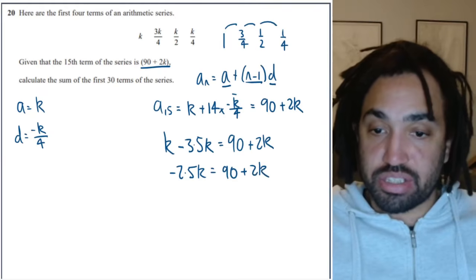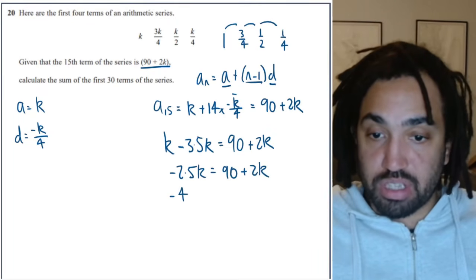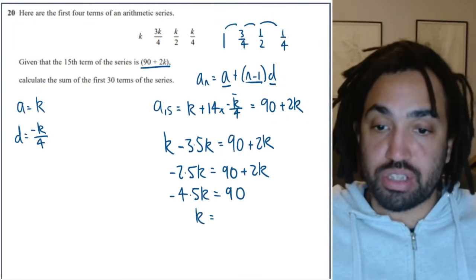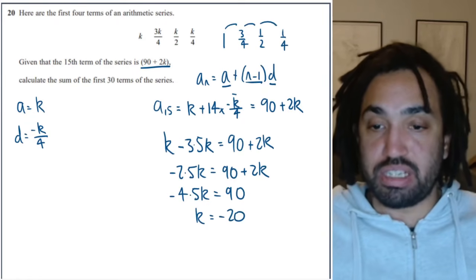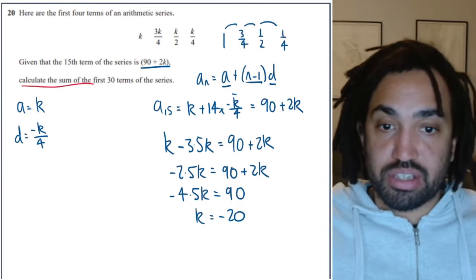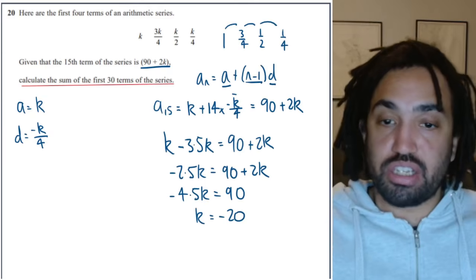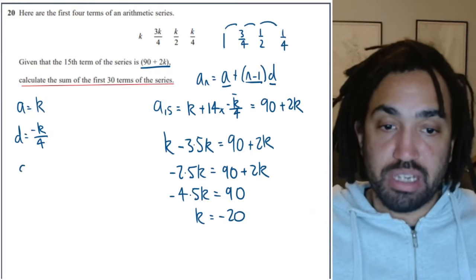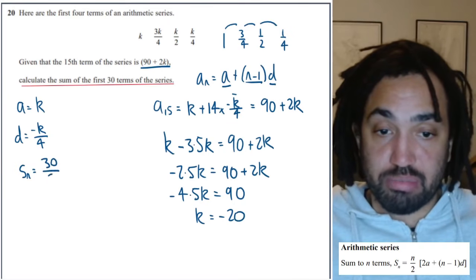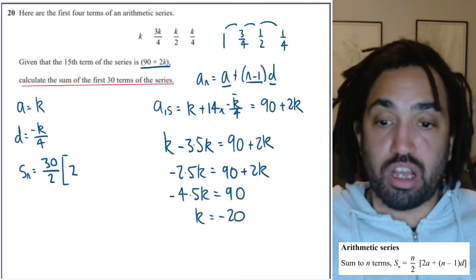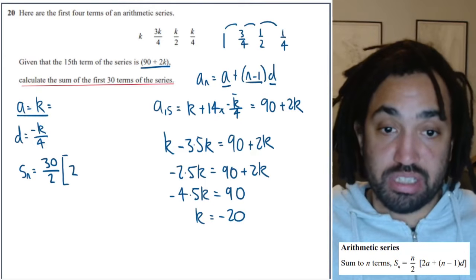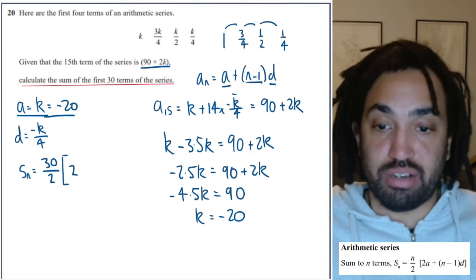And then let's minus 2k from both sides, like so, and then divide through by minus 4.5, and that will give me minus 20. Okay, right, you think you'd be done there, but no, we are not, because we have to calculate the sum of the first 30 terms of the series, which means we need the summation formula, which starts by taking the position 30, dividing it by 2 times by the first term, which is k, which is minus 20, which we found down here.